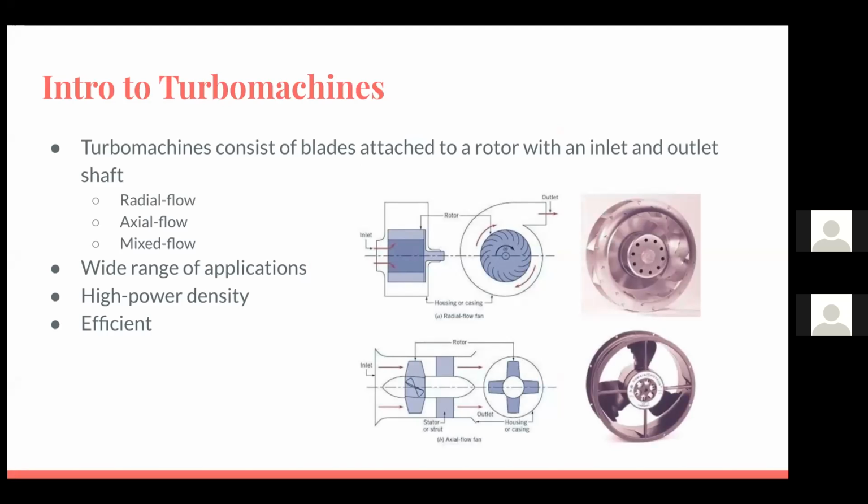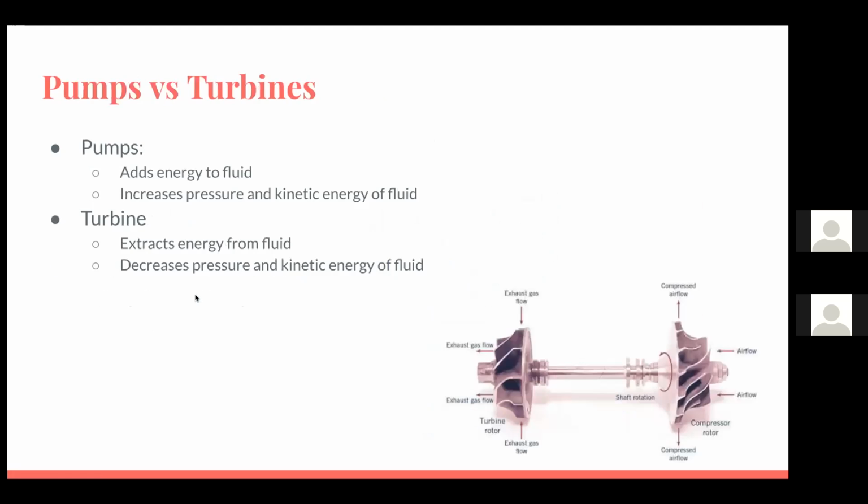In radial flow, the fluid leaves the turbo machine with a radial component to the axis, as you can see in the image on the top. Then in the bottom, in the axial flow turbo machine, the fluid leaves parallel to its axis. And then in the mixed flow turbo machine, it has a mix of both radial and axial components. The reason why these are used so much is because they have a wide range of applications, from simple fans to aircraft engines, and they also have a very high power density and they're very efficient.